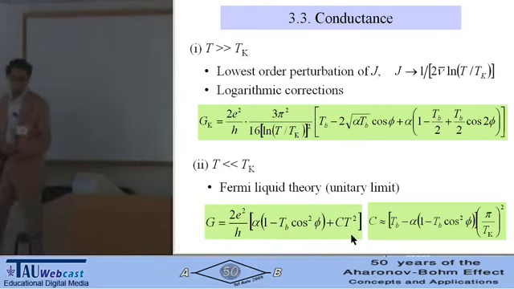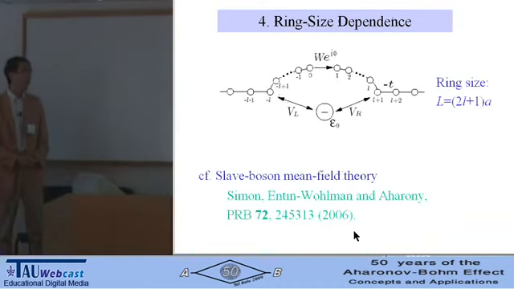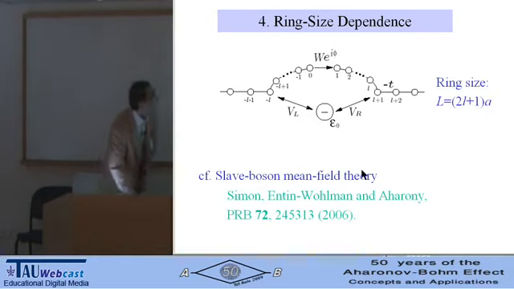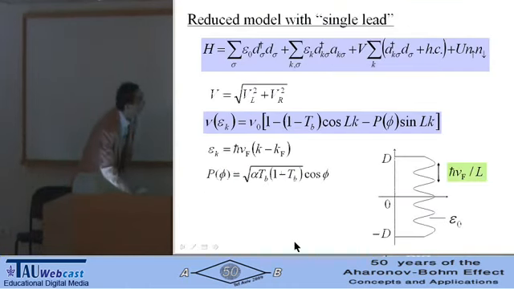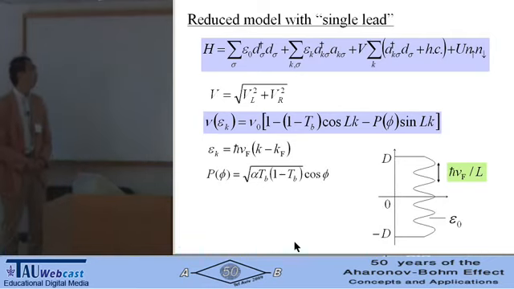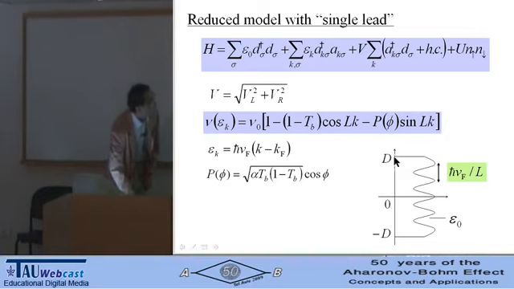So until now, I discussed the case of the small limit of the AB ring. But we can extend our calculation to the case of finite ring size. And so we adopt this model. The ring size is denoted by capital L. And a similar model has been examined using the slave-boson mean field theory by this group. And first, we make the reduced model with a single lead. And in this case, the density of states oscillates with this period, Fermi velocity over ring size.